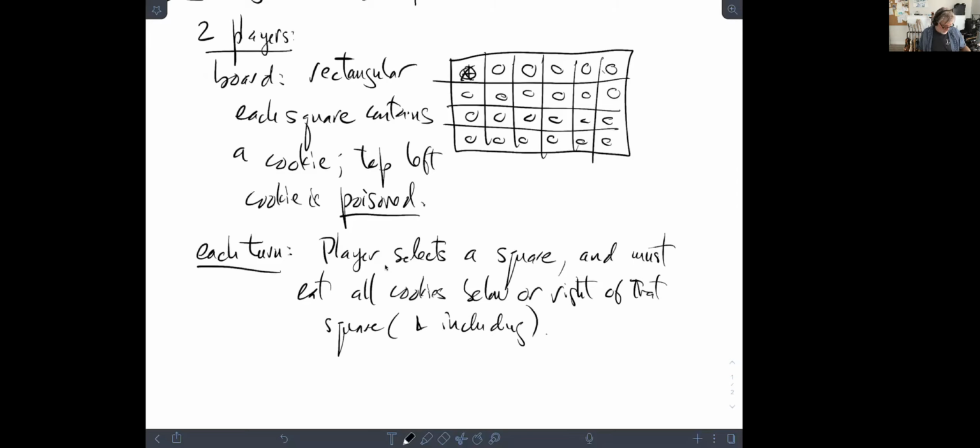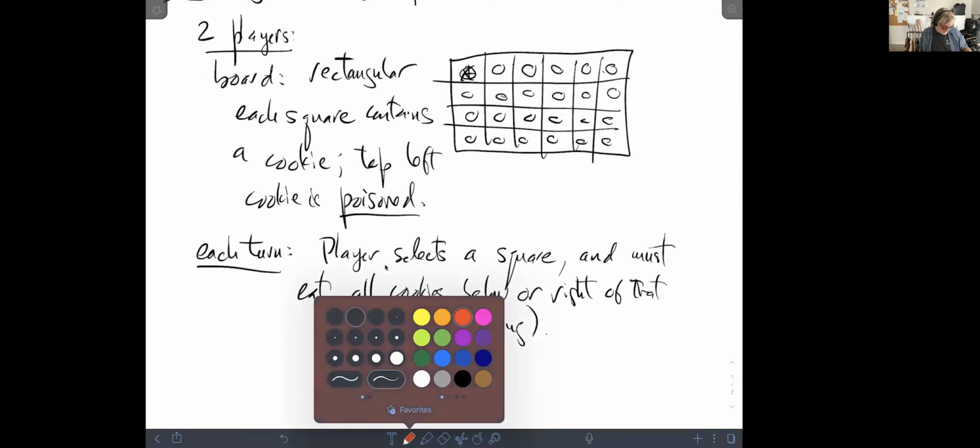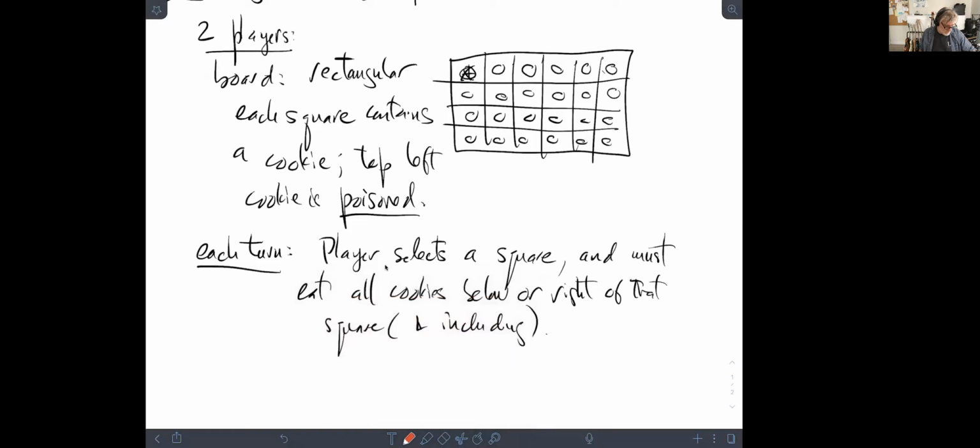and right. Let me show you what one possible move could be. Let's say the player selects this square, then the player must eat all the cookies over here. And then the second player must at that moment select a new square, and we keep on going like that.